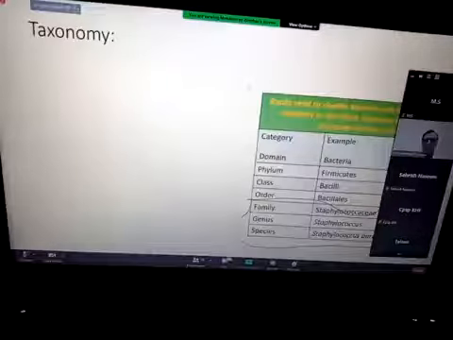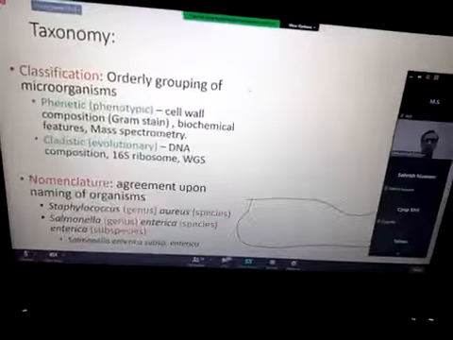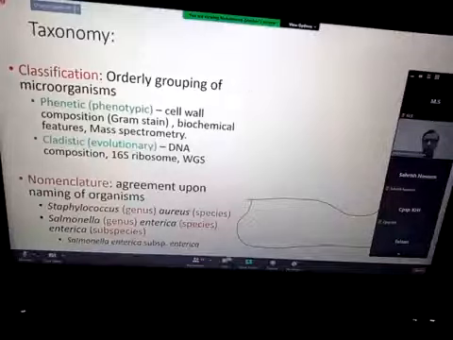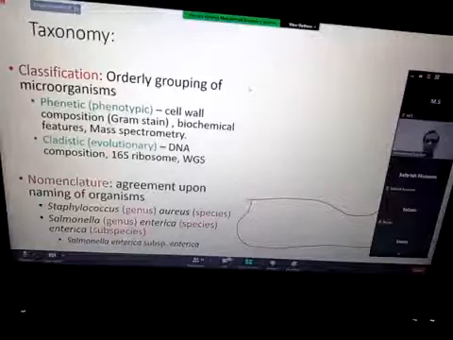So this is the basics of taxonomy. I repeat, you have to classify bacteria, and then you have to give the bacteria a nomenclature on the basis of genus and species.